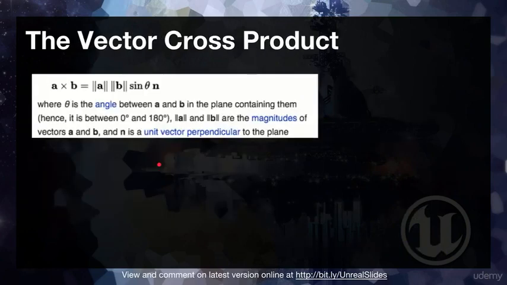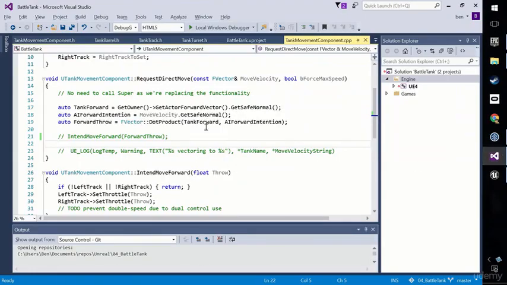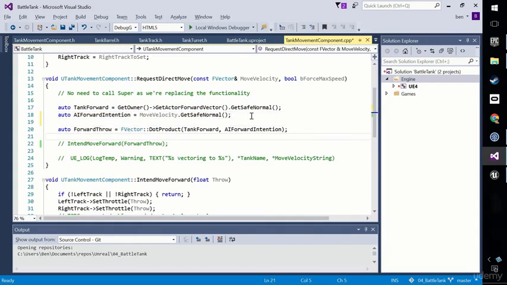Right, so we need the vector cross product. It's more complicated. The vector cross product is this thing here. It is the magnitude of the two vectors that we're sending in, which remember is the same as before. These are these AI forward intention and tank forward things here. Let me just group these a little differently. Let's put forward throw right next to where we call intend move forward.